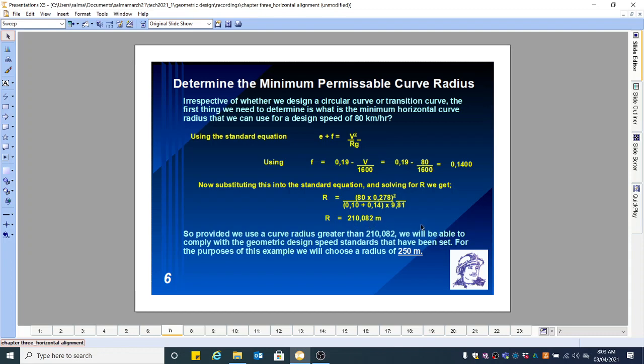So provided we use a curve radius greater than 210.082, we will be able to comply with geometric design standards that have been set. For the purposes of this calculation, we would choose a radius of 250. The minimum we calculated was 210, and generally we round up the minimum in intervals of 50, therefore we're using 250 meters.